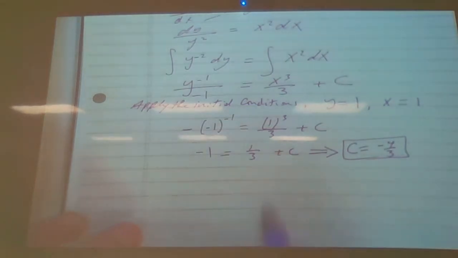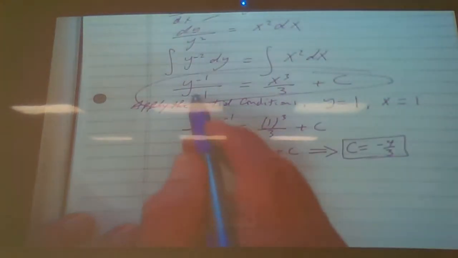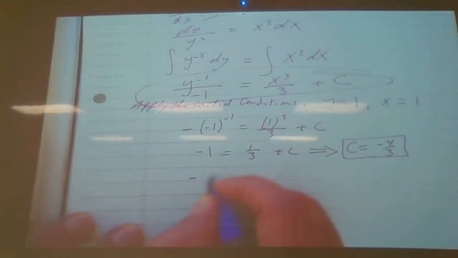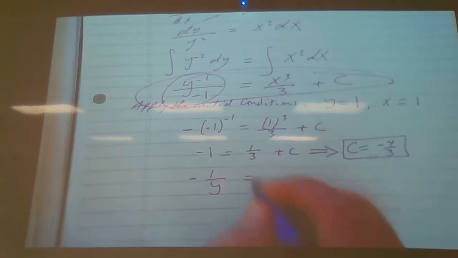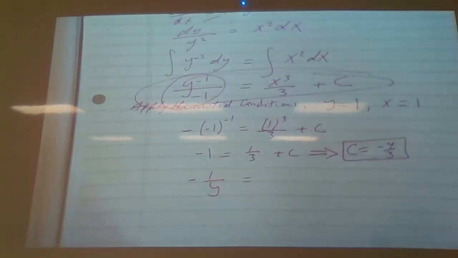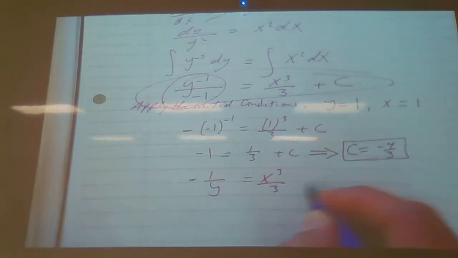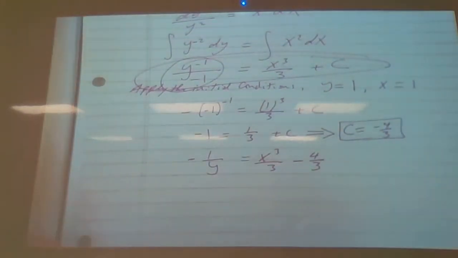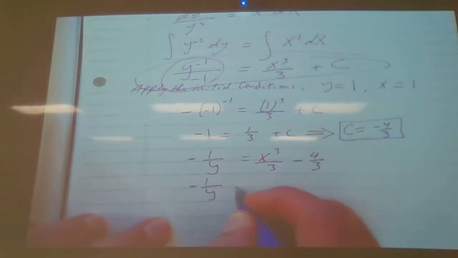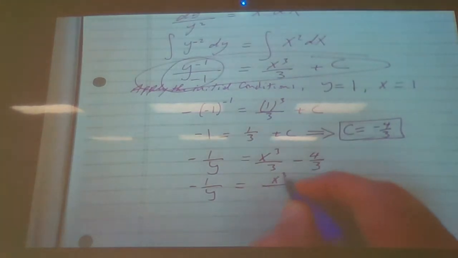Now I'm going to rewrite my equation with the c in it. This one I'm going to write as negative 1 over y is equal to x cubed over 3, and c is a minus 4 over 3. But remember, we're solving for y, so I'm going to leave this one alone for a second. I'm going to do a common denominator over here. That will give me x cubed minus 4.